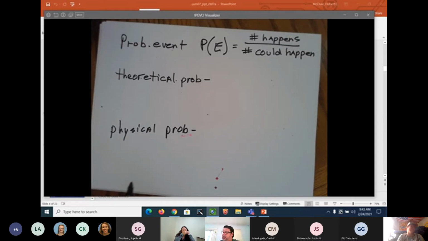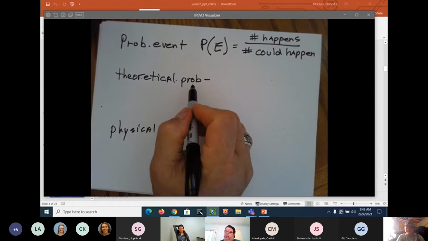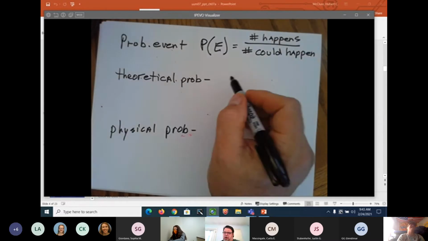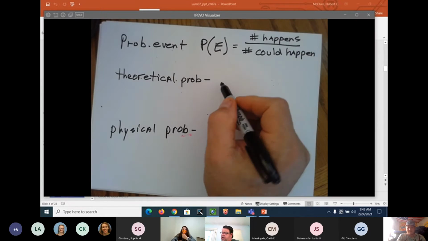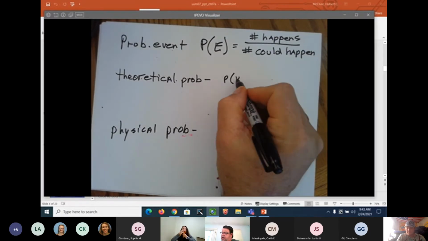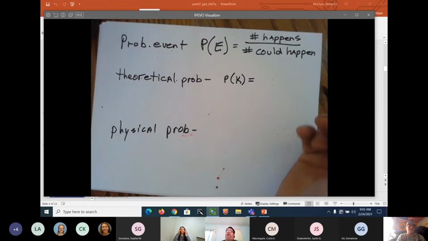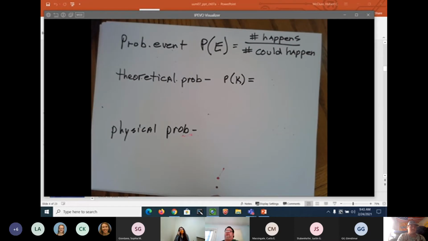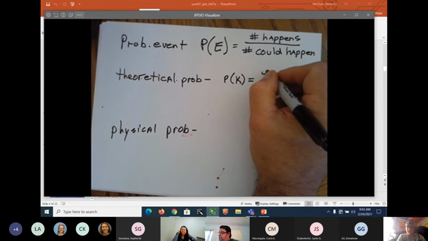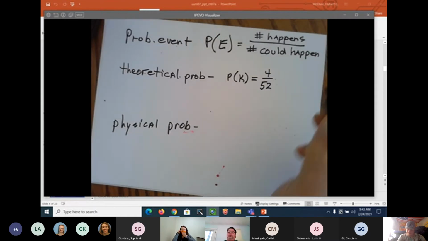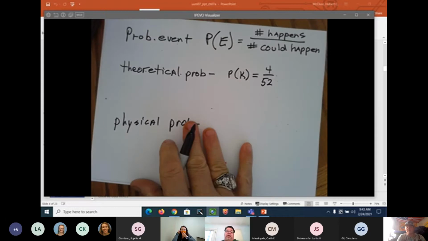All right, theoretical probability. Mr. Cone, what is the probability of picking a king in a deck of cards? Do you have any idea? 4 out of 50. 4 out of 50 what? To pick a king. 52. He tried and he almost got it.